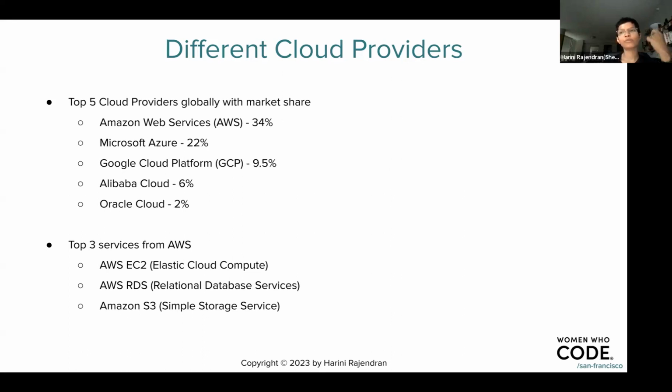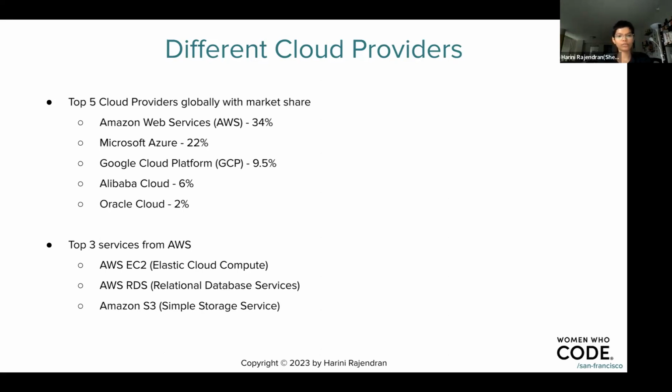So based on your use case and how big or small of a computer or a server you want, you can just pay for them and buy those. So those are the EC2 instances. And AWS RDS is the relational database service. It's the equivalent of Postgres, PostgreSQL that's offered as a service in the cloud. And then the Amazon S3, simple storage service, is their blob storage.